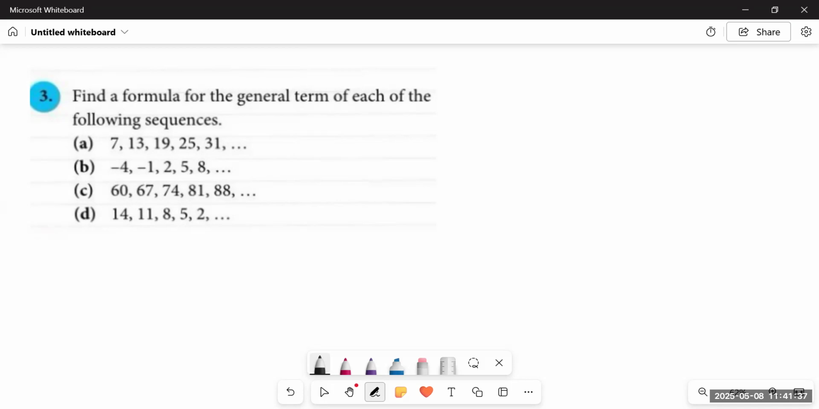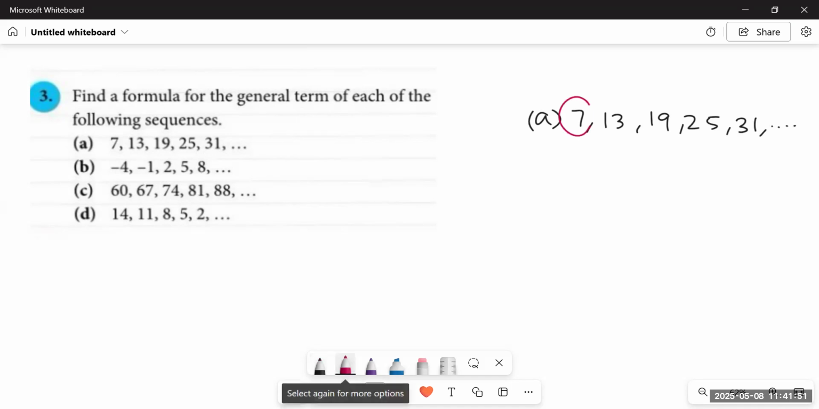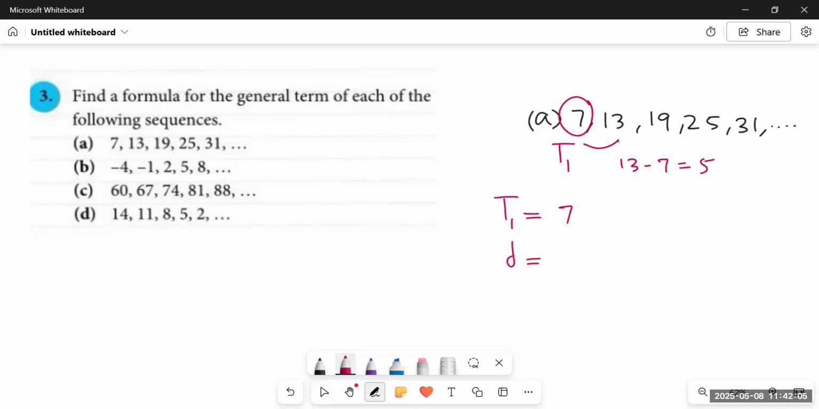So if we talk about part A, we have the sequence 7, 13, 19, 25, 31. To find the formula, we just have to look for the first term, which is termed as T1, right? We need T1, which is 7 over here. Then we need the common difference, which means 13 minus 7 is equal to 5. So the common difference between them is equal to 5, because this is the difference that is followed for every two terms. Like if you add 6 into every term, sorry, it's not 5, it's 6. I'm so sorry.